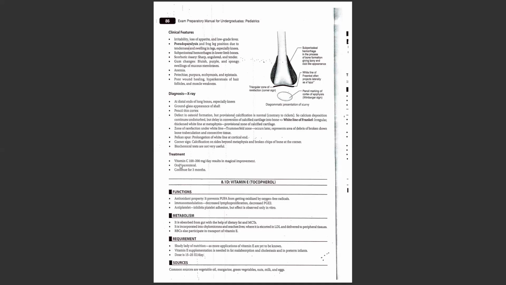Then we have the corner sign, and also by some biochemical tests we can diagnose scurvy. Treatment: because all these features are due to vitamin C deficiency, we have to supplement vitamin C. 100 to 300 milligram per day results in magical improvement, and it can be given orally or parenterally, and is continued for 3 months. So that is all about vitamin C deficiency, that is scurvy. It is a most commonly asked university question.